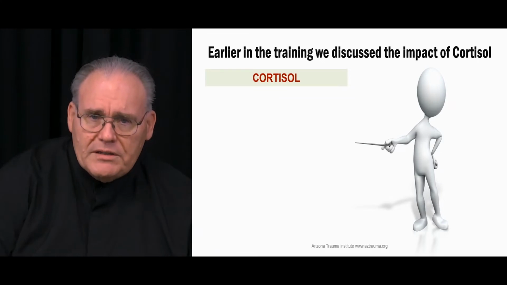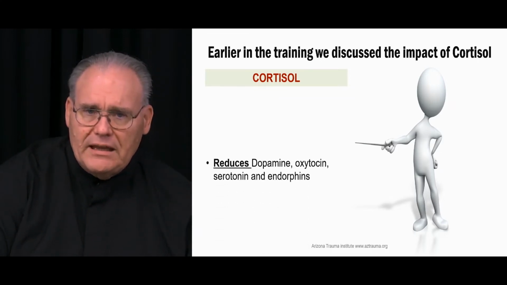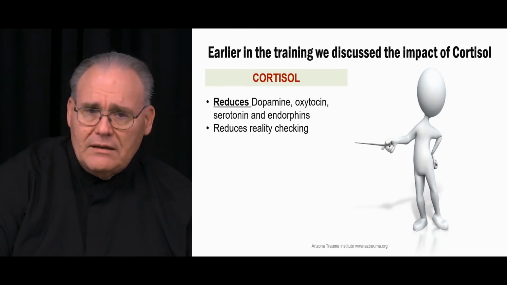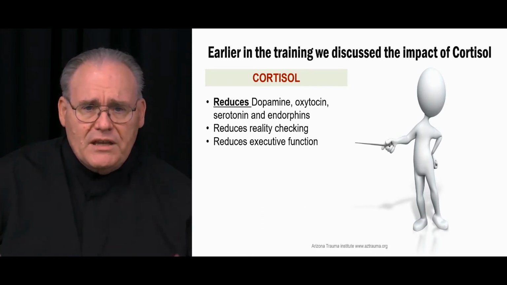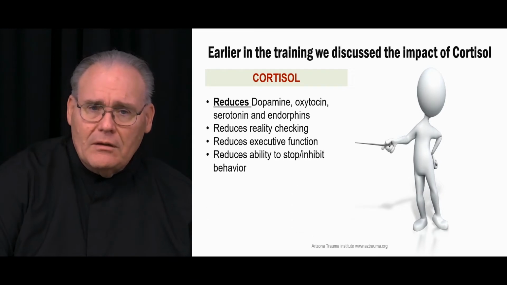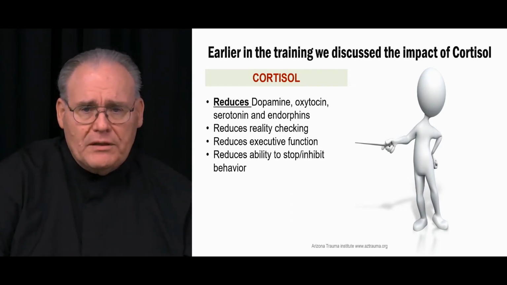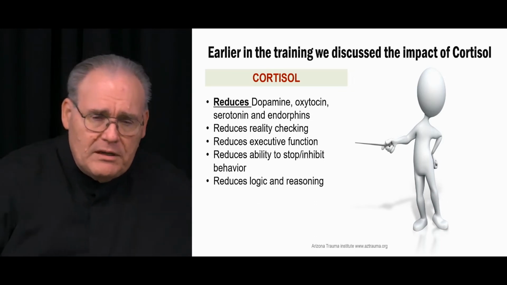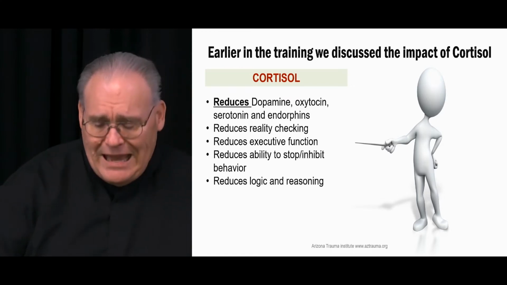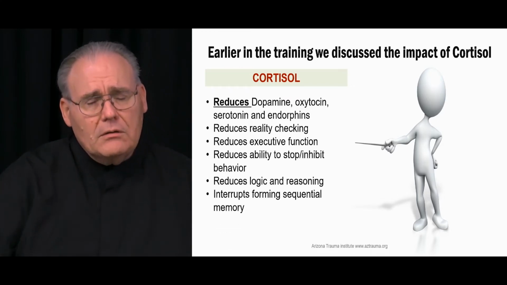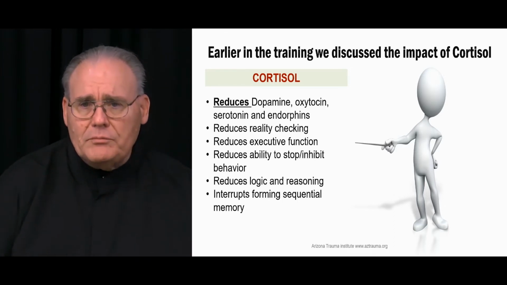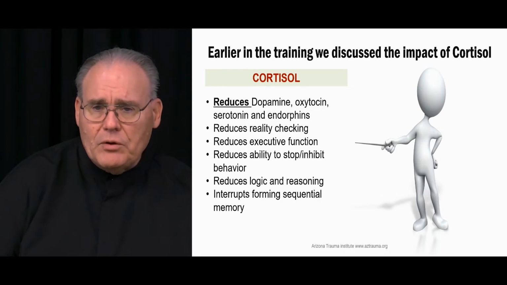So, earlier we talked about the problems with cortisol. What are they again? First, they reduce dopamine, oxytocin, serotonin, and endorphins. Next, they reduce your ability to reality check. As the level of cortisol goes up, your executive functioning goes down. As the level of cortisol goes up, your ability to stop yourself or inhibit behavior goes down. Your ability to use logic and reason go down. As your cortisol level increases, you're going to have trouble forming sequential memory. Well, these are kind of significant problems, folks.